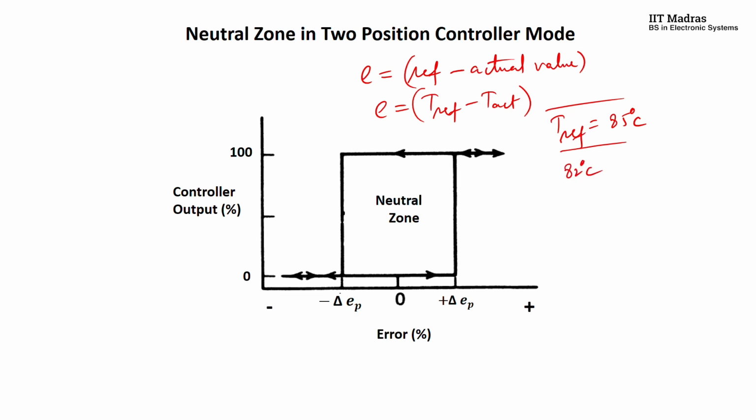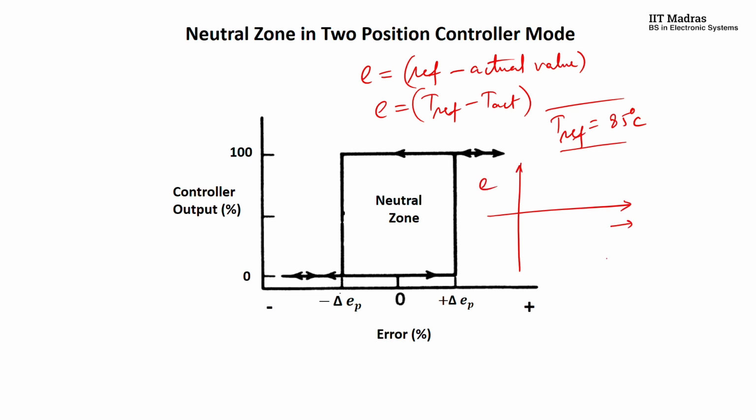That actually means that the heater should be switched on, and once it crosses 85, the heater should be turned off. Similarly, if the temperature is reaching 86 degrees, it should be switched off, right? That's the thing which we need to understand. So let's just take these two considerations. Let me draw a plot of error versus time.